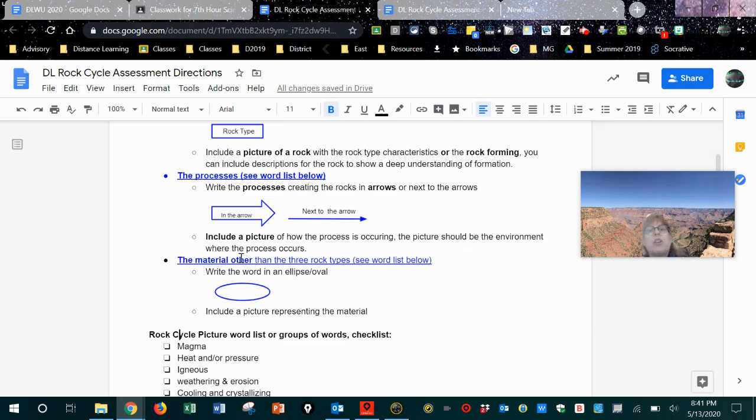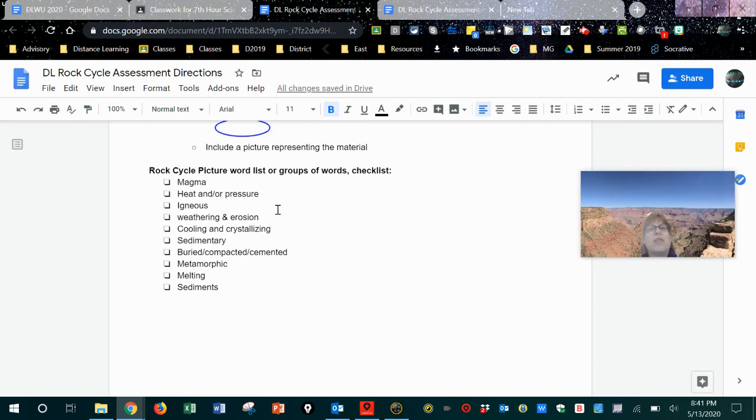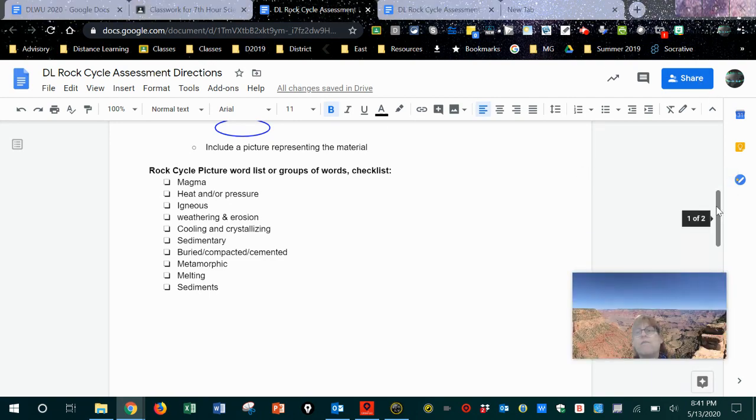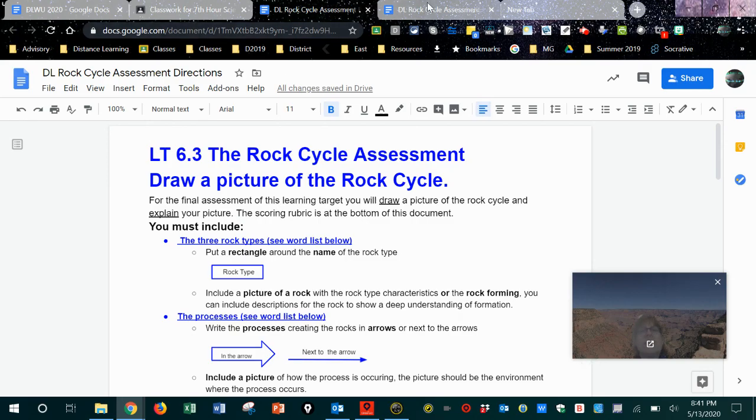And then that says the material other than the 3 rock types, see word list below. And it says write the word in the ellipse or the oval. And remember, ellipses, we talked about those during Kepler's laws. So it's just a flattened circle. And you want to include a picture representing the material. So when you look at this word list that I have on the bottom, these are all the words that I would expect to see. Some of them you might change the words a little bit, but for the most part, I should see all of these words either in a rectangle, in an oval, or next to an arrow or on an arrow. Okay, so let's take a look at the rubric.